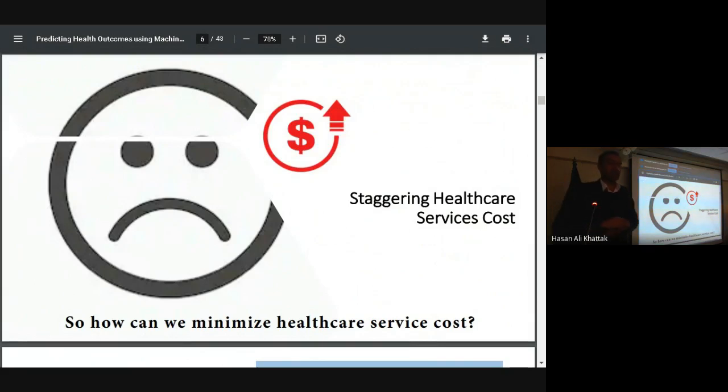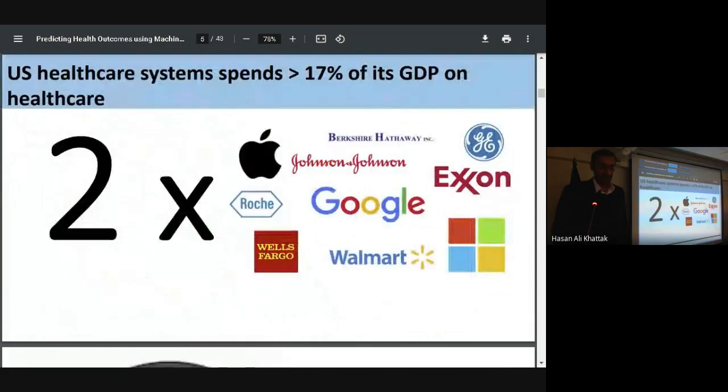Now, another related question is how we can minimize healthcare services cost. We saw the spending of 17 percent. If we somehow reduce this, maybe just 1 point, 2 points, 3 points, that money we can reroute for other public health projects, or maybe we can subsidize the people who are spending that hefty amount every month, right?